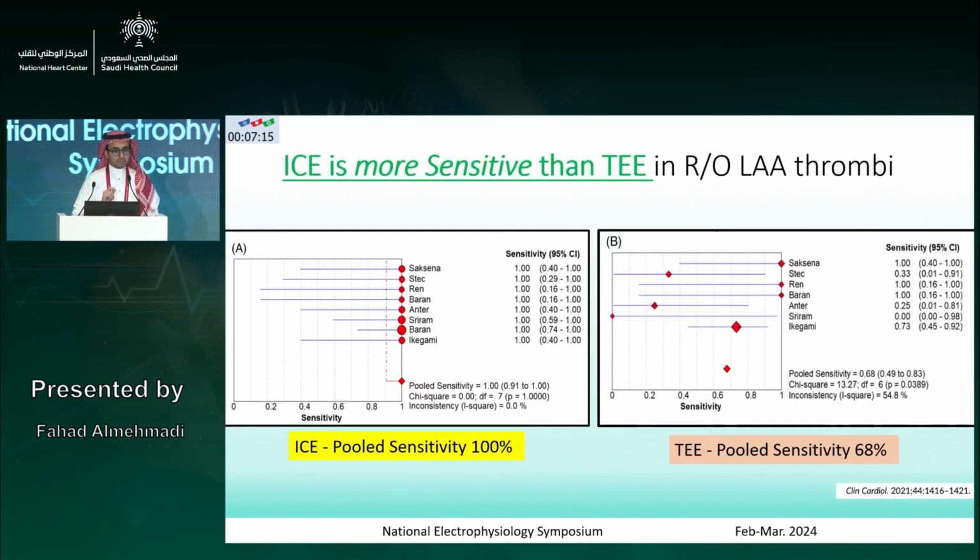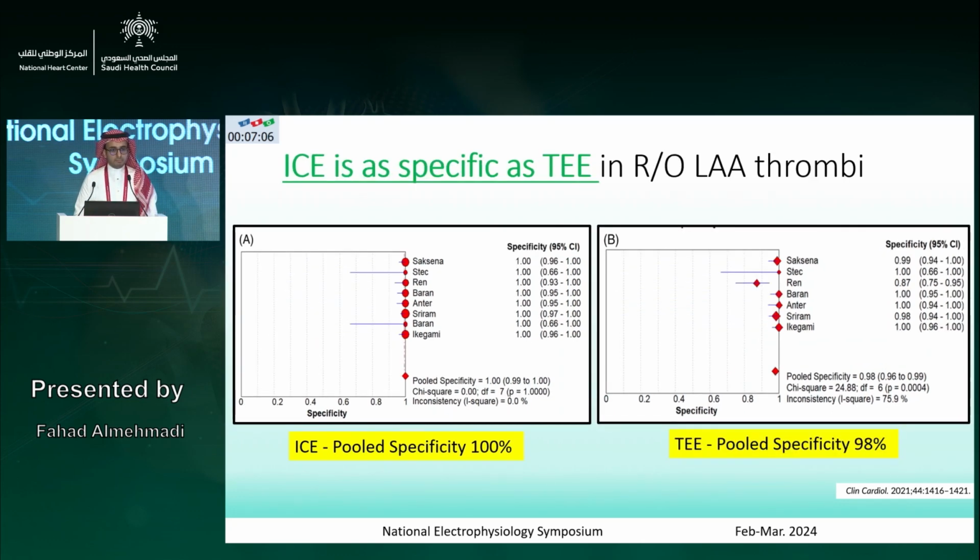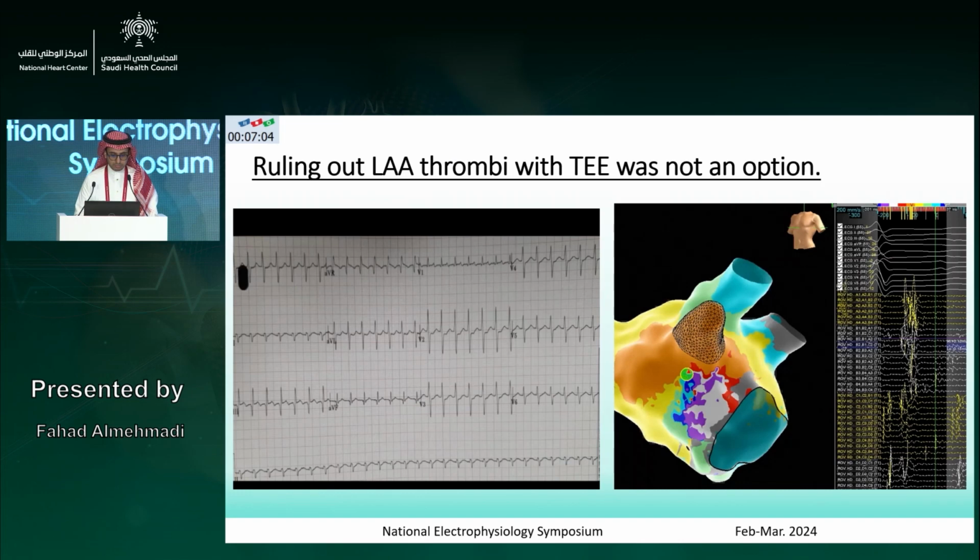And we know that ICE is more sensitive than TEE in picking up left atrial appendage clots. The specificity is more or less the same, but ICE is more sensitive. And sometimes TEE is not an option.